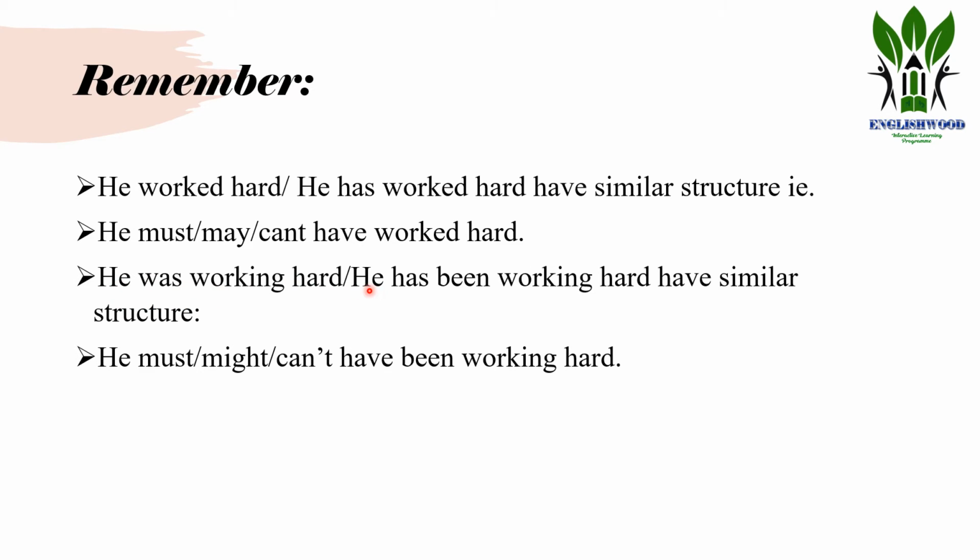He was working hard, he has been working hard, also have the similar structure. He must or might or can't have been working hard. Alright. So I'm sure he was working hard. He must have been working hard. I'm sure he wasn't working hard. He can't have been working hard. Maybe he was working hard. He might have been working hard. Or maybe he wasn't working hard. He might not have been working hard. Alright. Please remember the structure.